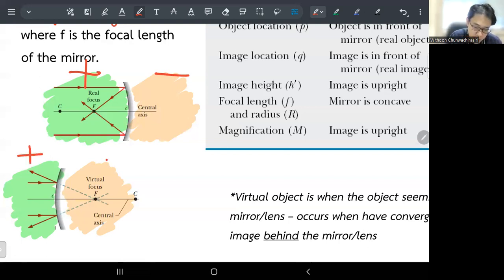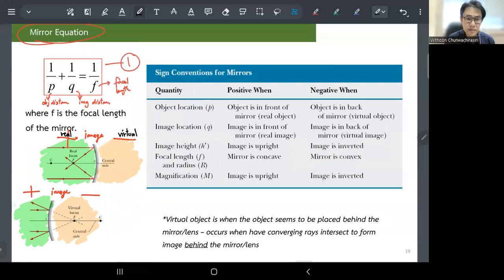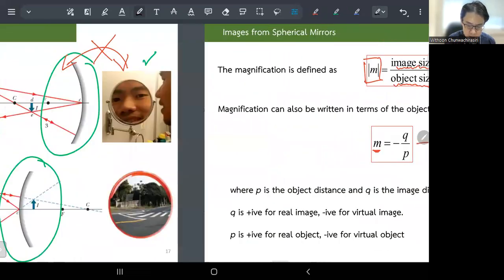So for the image, I have to emphasize, talking about the image, the positive side is the front side of the mirror, and the negative side of the image is behind the mirror. With that agreement, if things were to be real, it's supposed to show up in the front. And whatever shows up behind the lens is going to be virtual. For sure, it's guaranteed.